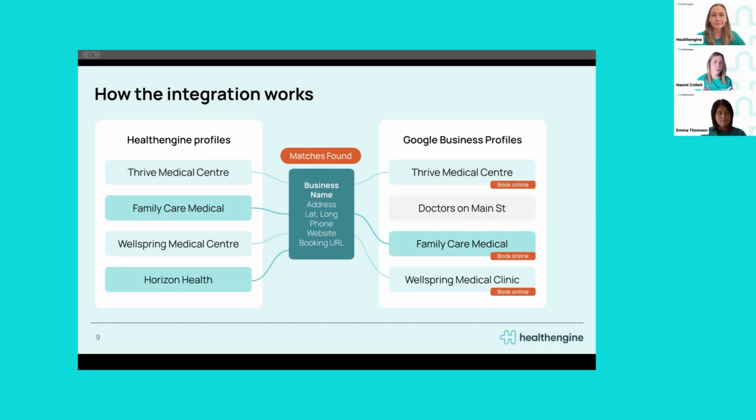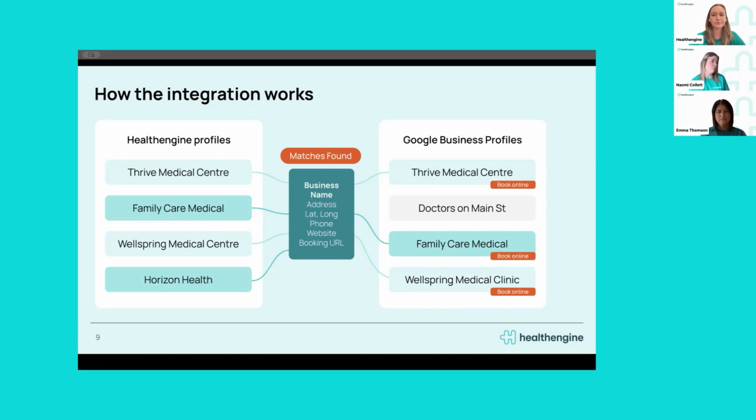In this example, these are all made up, but you can see here that Wellspring Medical Centre matched to a clinic called Wellspring Medical Clinic. The name's not an exact match, but it would have matched on address, latitude and longitude, website, etc. So it's not always 100% accurate, but Google is very good at matching the listings that we send through.